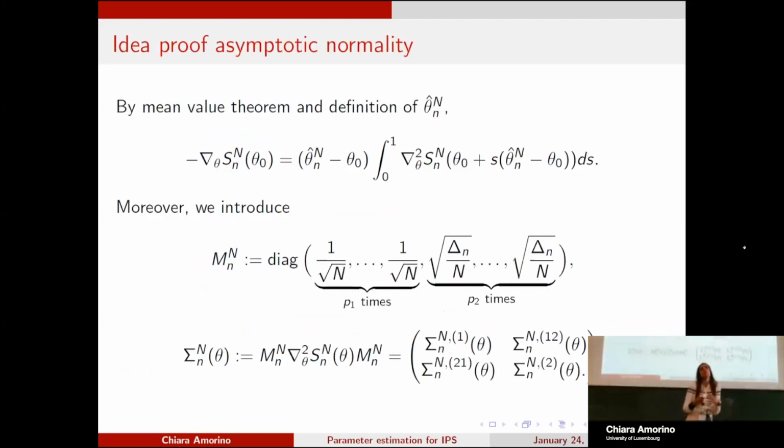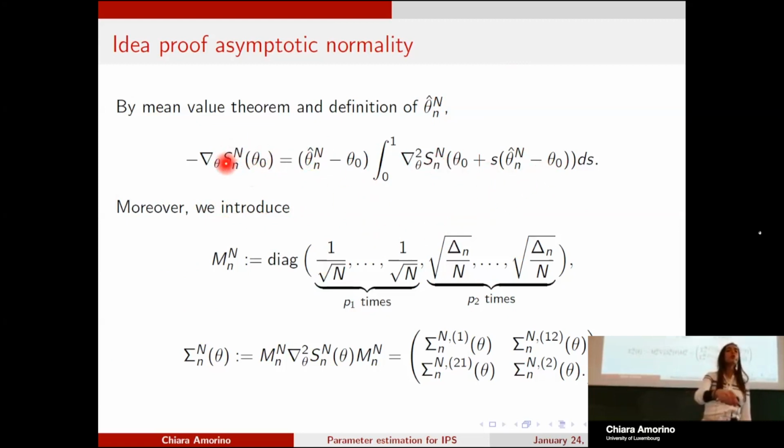Now let me give you the idea of the proof for the asymptotic normality. The idea is to say, okay, well, using the mean value theorem, we can write this directly, using the fact that our estimator satisfies the minimum, so the derivative is 0, so we can write this expansion. And now it means that if we want to get the behavior of this estimator, it's enough to study the behavior of the derivative of the contrast function and the second derivative.